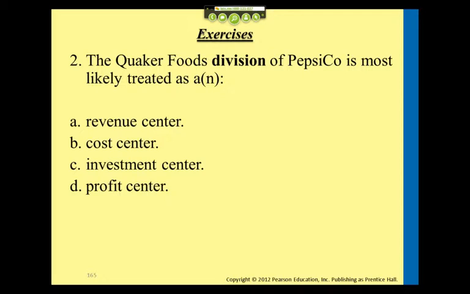So, the Quaker Foods division of PepsiCo is most likely treated as revenue center, cost, investment, or profit. Any idea? It's your Quaker Foods of PepsiCo. Okay, I hear a revenue, I hear investment, I hear profit. Which one is that and why? We have Quaker Foods, which belongs to PepsiCo. It's an investment, that's right, Ben. It's an investment center. All right?